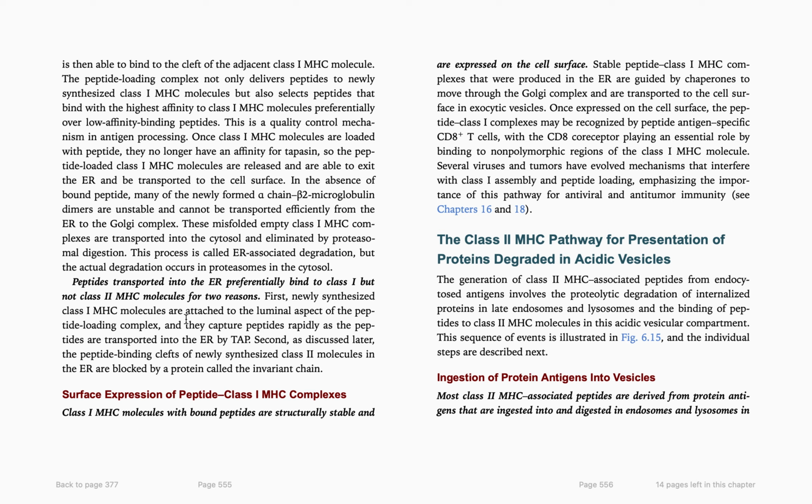Peptides transported into the endoplasmic reticulum preferentially bind to class 1 but not class 2 MHC molecules for two reasons. First, the newly synthesized class 1 MHC molecules are attached to the luminal aspect of the peptide loading complex, and they capture peptides rapidly as the peptides are transported into the endoplasmic reticulum by TAP. Second, as discussed later, the peptide binding cleft of newly synthesized class 2 molecules in the endoplasmic reticulum is blocked by a protein called invariant chain.